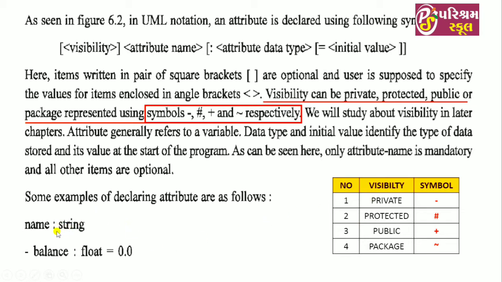Okay, here it shows dash, that means private, then balance, and these are the syntax parts we mention over here. Attribute name is balance, then attribute data type, which is float, equal to initial value, which is 0.0. So here I mention the value in angular brackets. Initial value is 0.0. So these are the syntax and the visibility and their symbols.